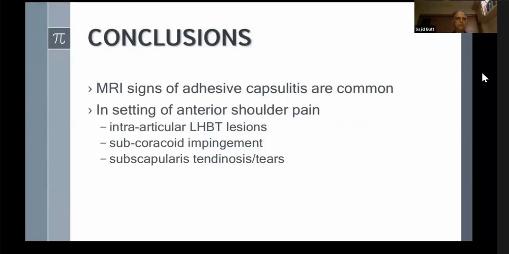Conclusion, adhesive capsulitis used to be a diagnosis of exclusion, but now with the MR findings which I've shown, you would be able to pick up this diagnosis as a positive sign. Anterior shoulder pain, we need to look at the structure of the long head of biceps, which is best assessed by doing an MR arthrogram. I've shown you examples of subcoracoid impingement, and finally, we went through some of the examples of injuries to the subscapularis and why it is important.